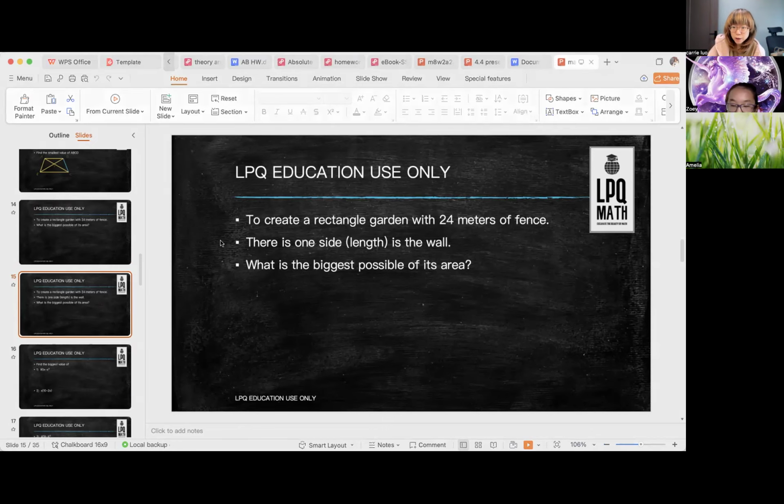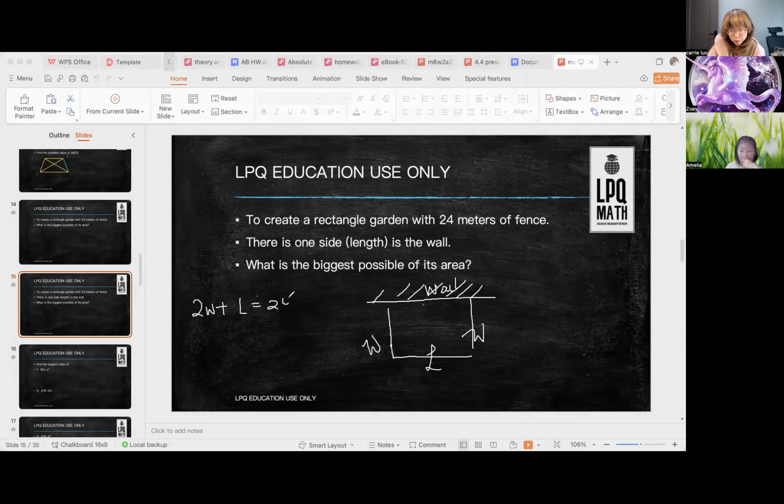Okay, Zoe and Amelia, when you do those questions, you need to put a wall here. So that means you're going to make something like that, right? So Zoe, this is length, this is width, correct? So in order to make them, that means 2 width plus length equals 24. 对不对? Correct, Amelia?